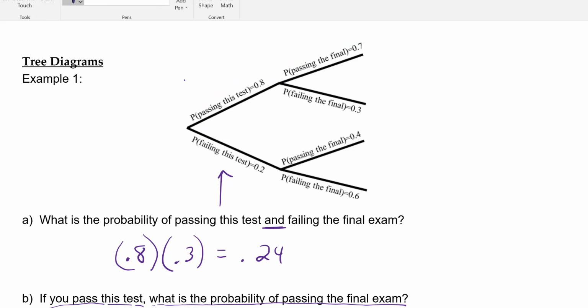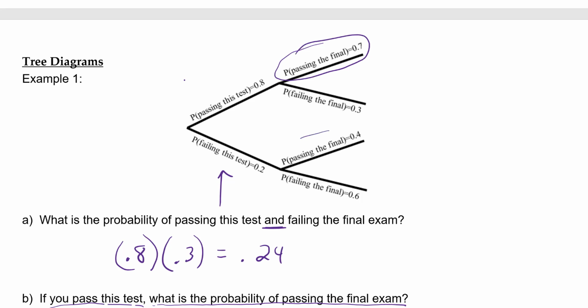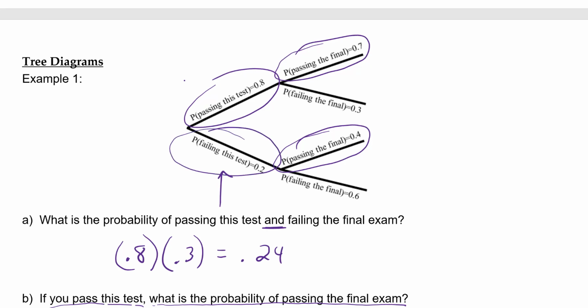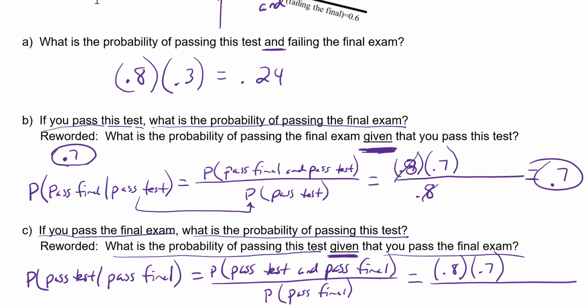The probability of passing the final is, here, let me circle passing the final. So you're either going to pass the test and pass the final, or you're going to fail the test and pass the final. There's actually two parts to it. So it's either this or this. Or, very interesting. Okay, or means add, and and means multiply. So it's going to be pass the test and pass the final, or fail the test and pass the final. Okay, there we go. Let's put it in there.